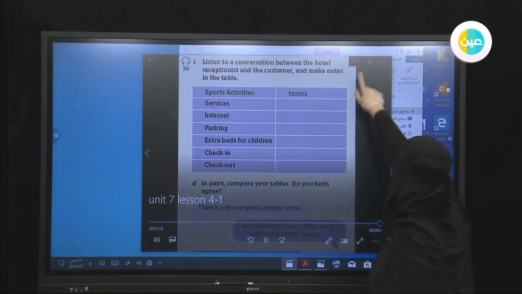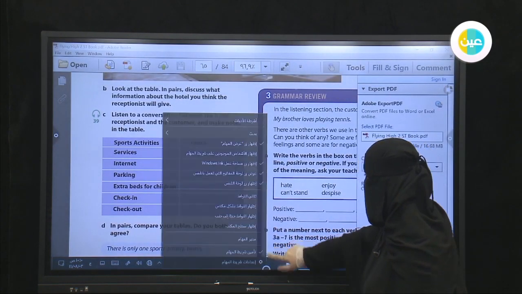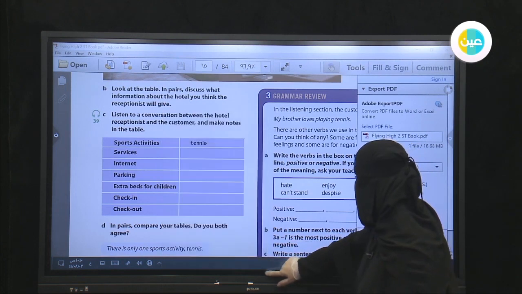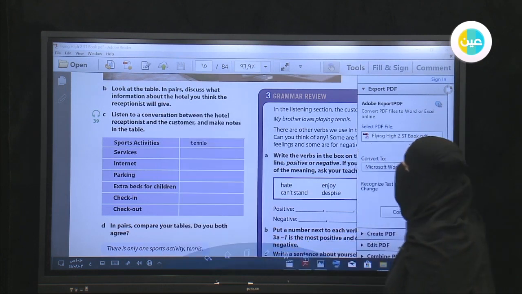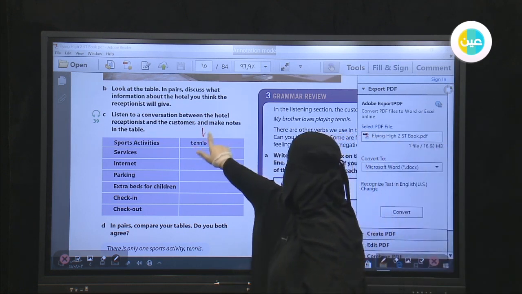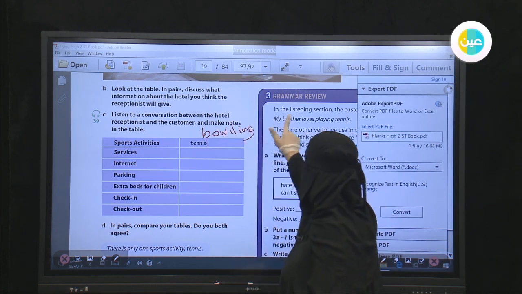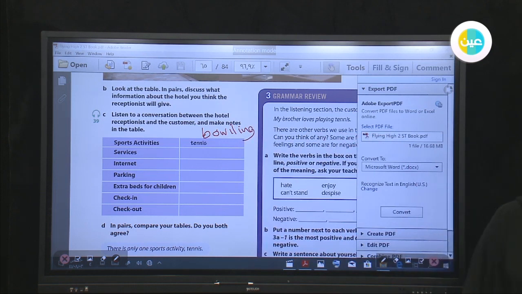Okay, now go back to the table. Sports and activities. What do they have besides tennis? They have bowling, swimming, squash. Okay, they have bowling, swimming, and squash. What other services can they give?